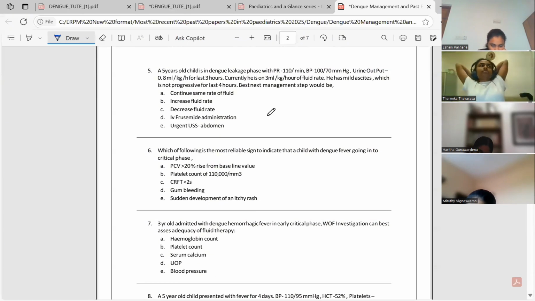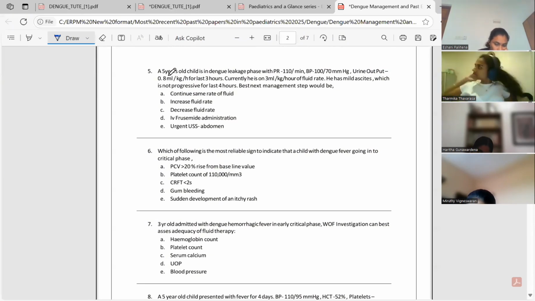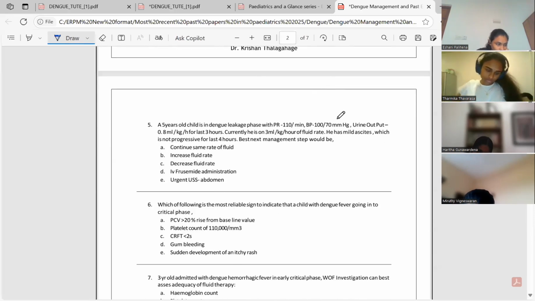Right? Okay, so that's it. A 5-year-old child, dengue leakage, right? Blood pressure is 100/70, urine output 0.8, right? Currently, he is on a 3 ml per kg fluid rate. He has some ascites. Ascites is not progressive over 4 hours.